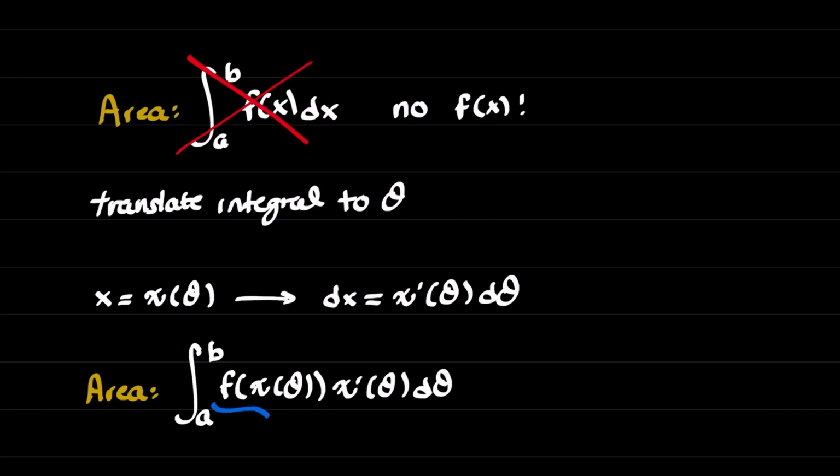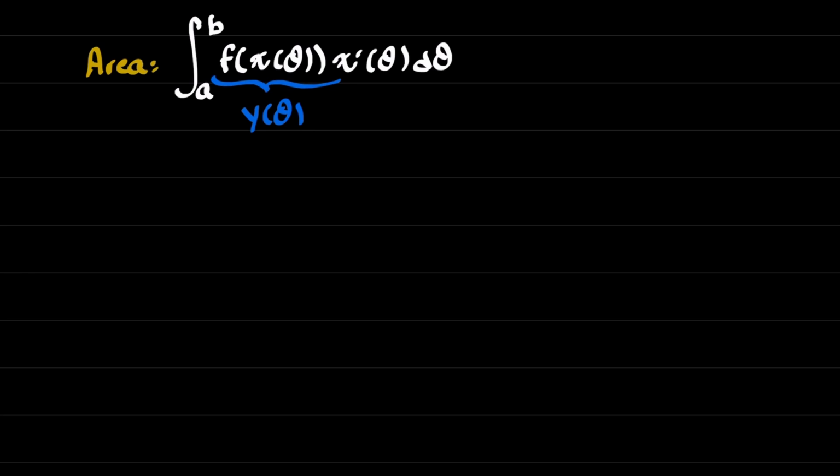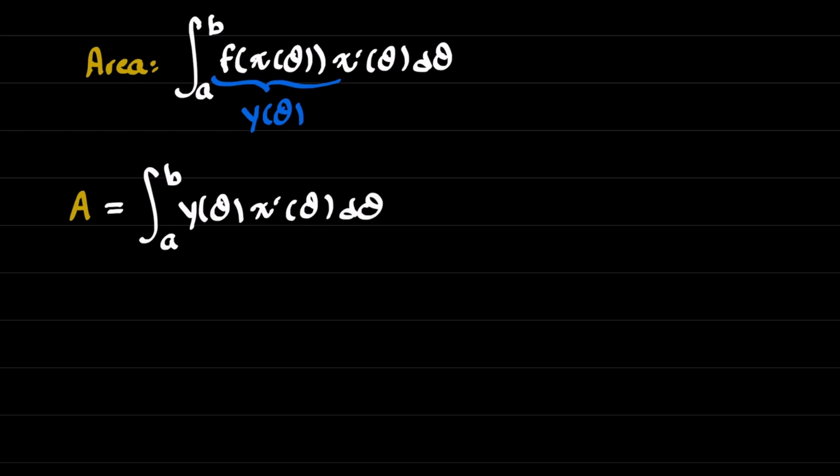But I want to focus on this first term here, f of x of theta. This is the output, or the height, of our cycloid as a function of theta, and that's just the same as y of theta, is it not? It's a function that describes the height as theta changes. And so I'm going to do one last rewrite of our integral and say that the area under this parametric equation, or any parametric equation for that matter, is the integral of y of theta times x prime of theta times d theta. And that is it.